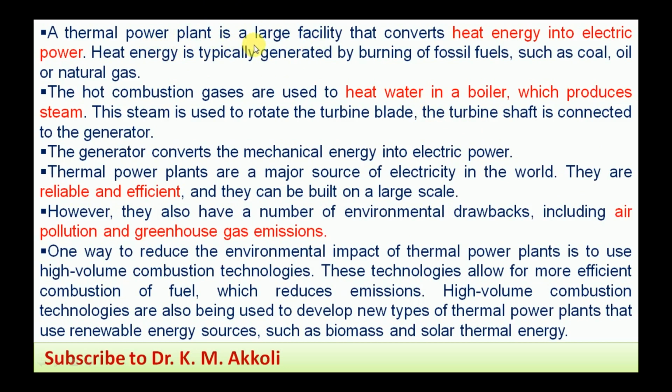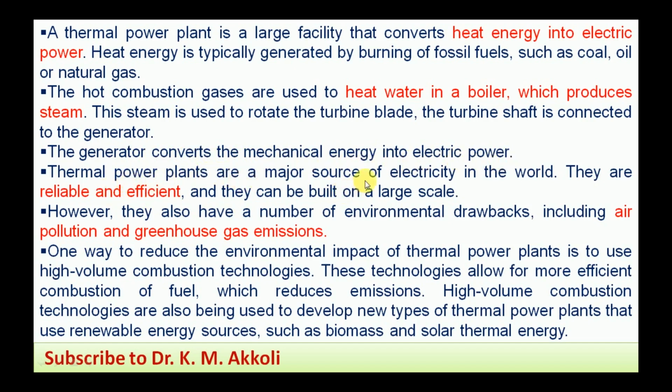Okay, a thermal power plant is a large facility that converts heat energy into electrical power. Heat energy is typically generated by burning fossil fuels such as coal, oil, natural gas, even though biogas is used in the cogeneration plant and the sugar plant. The hot combustion gases are used to heat water in the boiler, which produces steam. The steam is used to rotate the turbine blades. The turbine shaft is connected to the generator. The generator converts the mechanical energy into electrical energy.